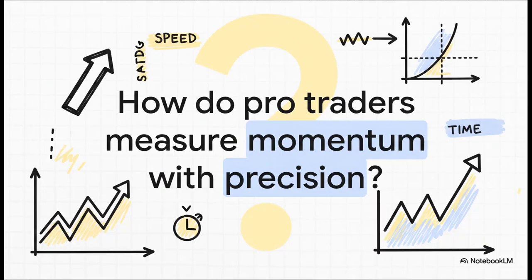So, you've been there, right? You're looking at a stock chart and you see it's going up, but you have that nagging feeling: is it slowing down? Is the momentum fading? That's the question traders are constantly trying to answer. It's not just about if the price is changing, but how fast it's changing. And is that speed itself changing? That's the real puzzle we're going to solve today.